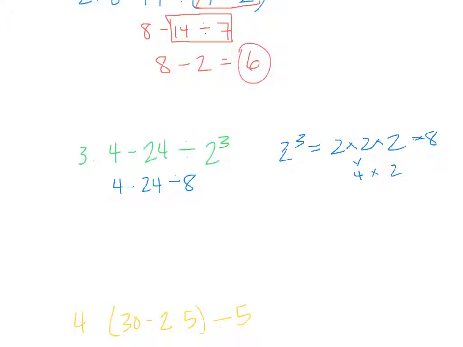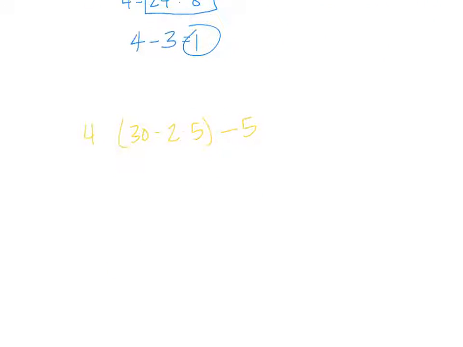Now again, we're at subtraction and we're at division. We always divide first when we have those two because in PEMDAS, division comes before subtraction. 24 divided by 8 is 3, and 4 minus 3 equals 1. That is our answer.